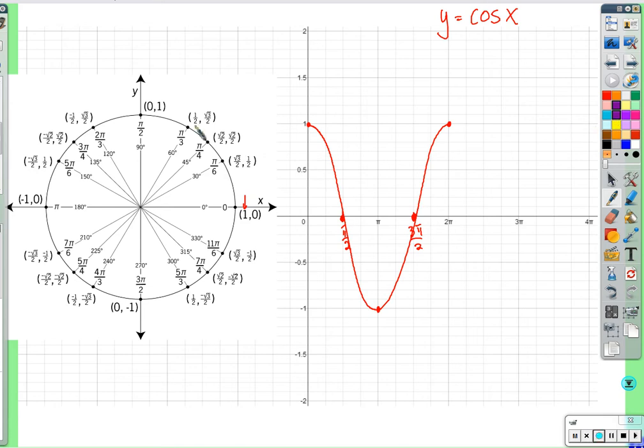And that's not surprising because you go all the way around the unit circle, 2 pi, full rotation, and you go through all of the cosines. You go through some positive cosines, some negative ones, have some negative ones come back around, go through the positive ones again, and you're back to 1 again. So that full cycle takes 2 pi to go through. So the period is 2 pi.